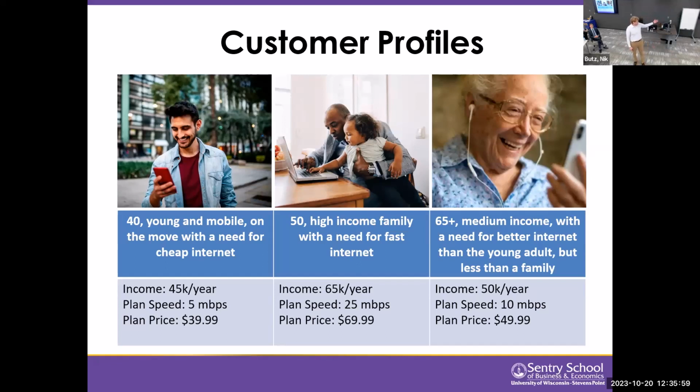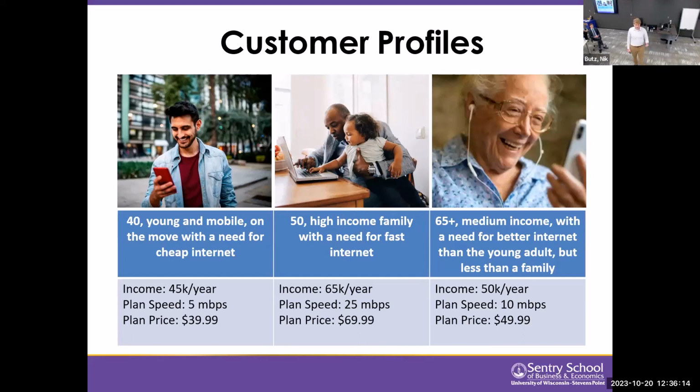So their income is about $65,000 a year, their plan speed is about 25, and their plan price is about $70 a month. The last group, this is the 65 plus range, and they have a medium income, so a little bit better than the first category, but a little less than the second.